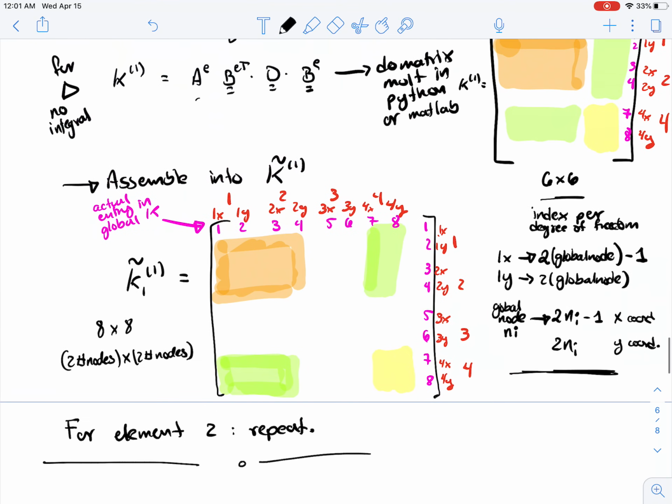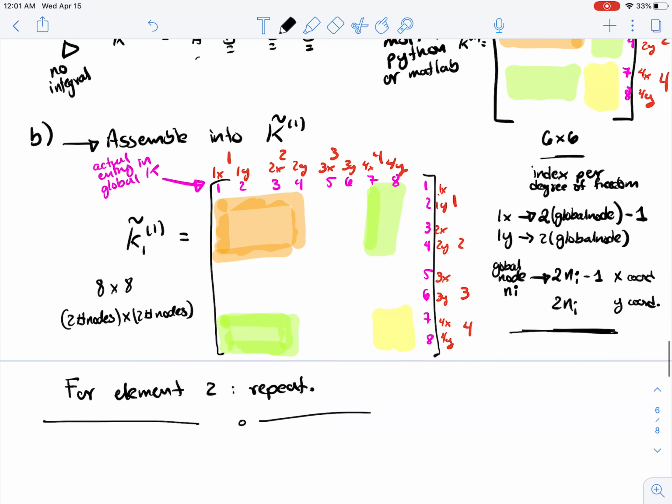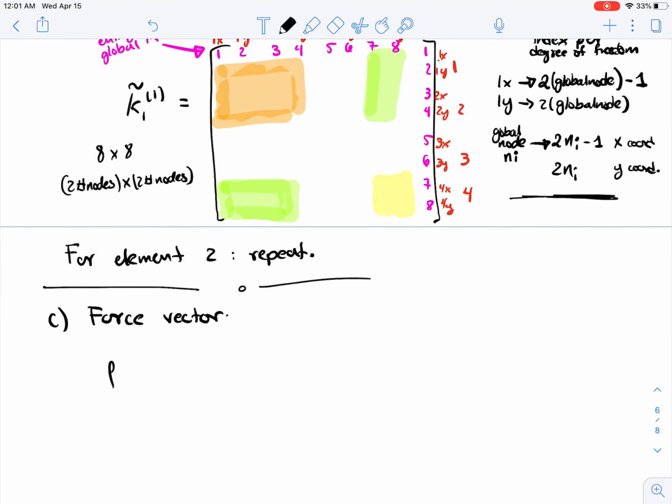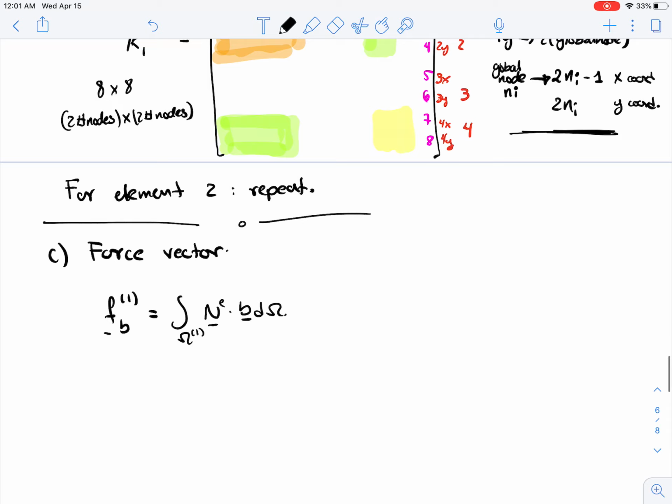And then comes the force vector. So for the force vector, that would be part A and part B. I guess this is part B. Then part C is force vector. And so the force vector for element 1 due to the body force, the general definition is going to be the integral over the element of the vector of shape functions times the B vector.